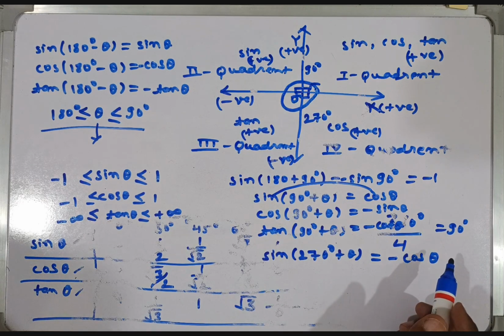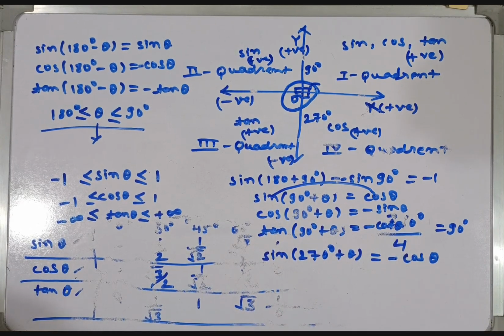So to summarize, whenever 90 degree or 270 degree comes with a plus or minus sign of theta, then sine is converted into cos, cos into sine, or tan into cot, depending upon the quadrant. These are the important facts you must remember.